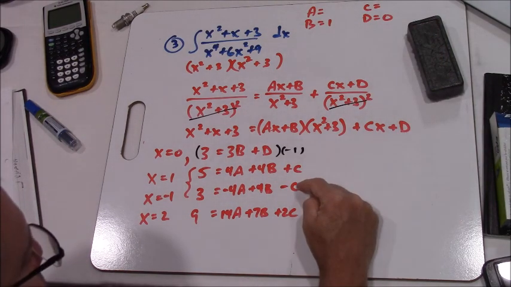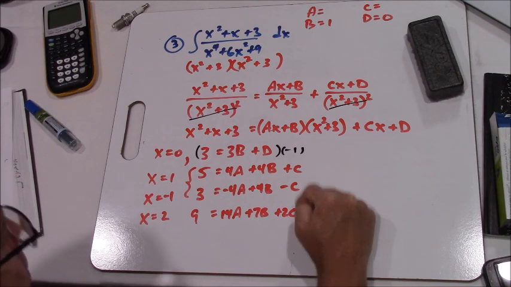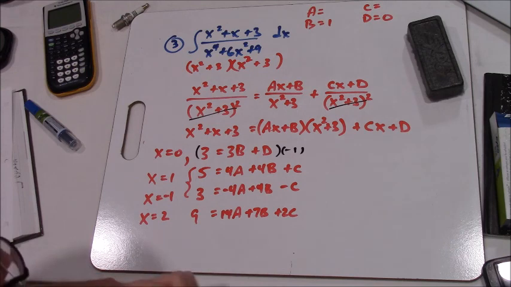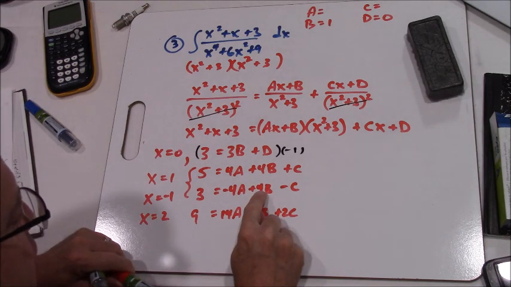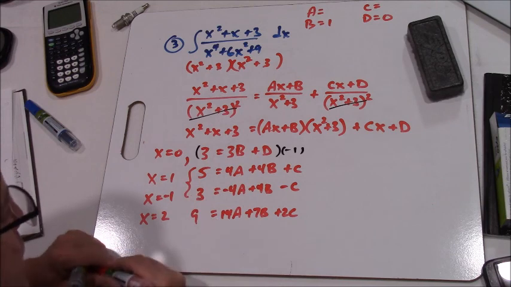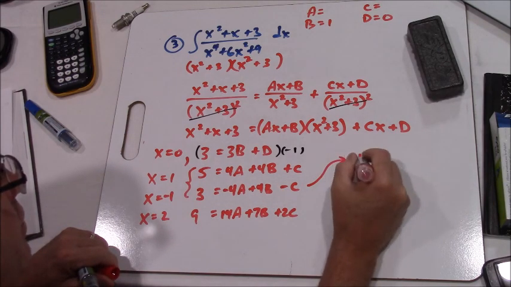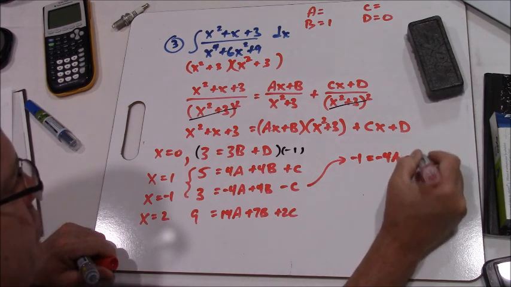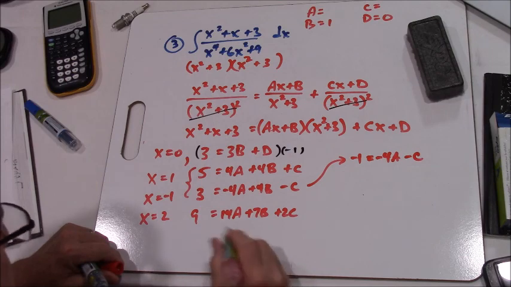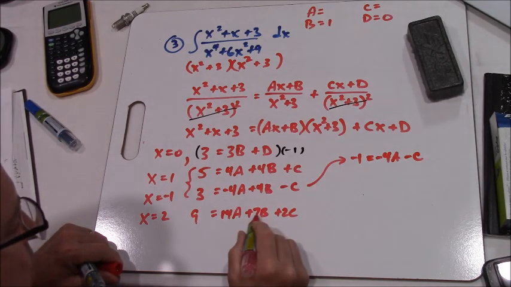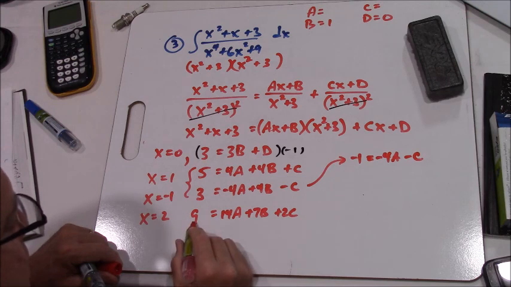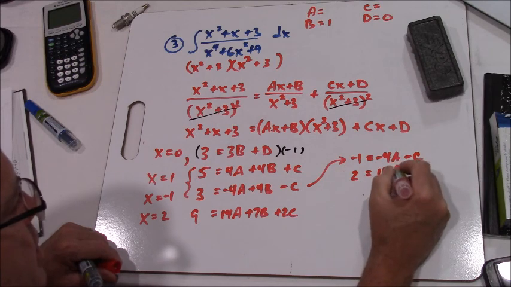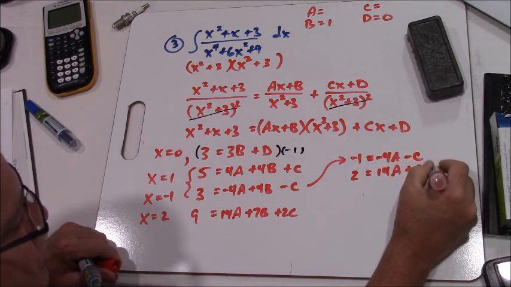And so what I want to do now is take these two, plug in a 1 for b, and then solve that system of equations. So if I put a 1 in here, that's 4. Move it over and subtract it, I get a -1 equals a -4a minus c. If I put in a 1 for b here, that's 7. Move it over and subtract. That's 2, so I get 2 equals 14a plus 2c.